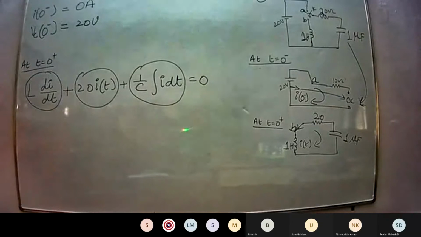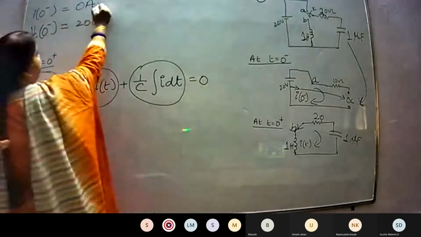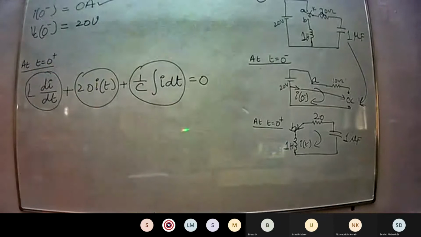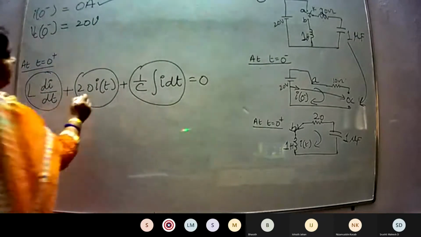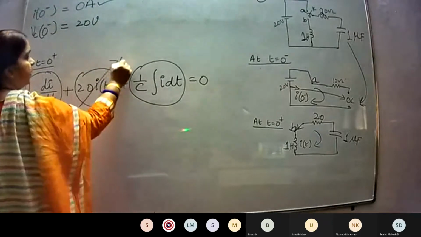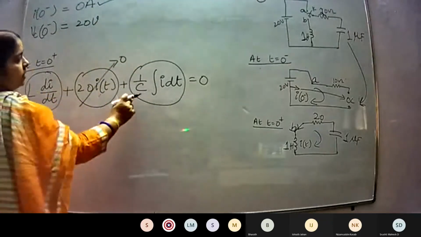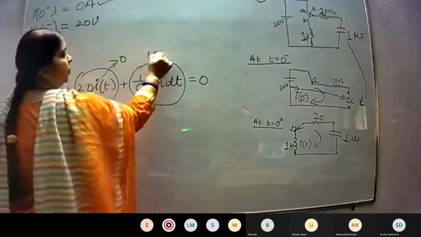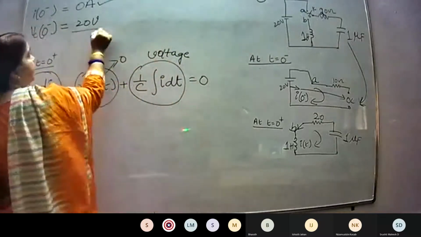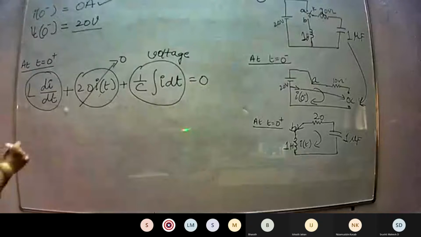So what we have to find out now? We have found out I, that is, I is completed now. We have to find out I and its derivatives. Next we have to find out di by dt. So what is this term now? What is I? I is 0. So this complete term will become 0. How much is this? This is nothing but the voltage. How much is the voltage across the capacitor? It is 20 volts. Getting it?